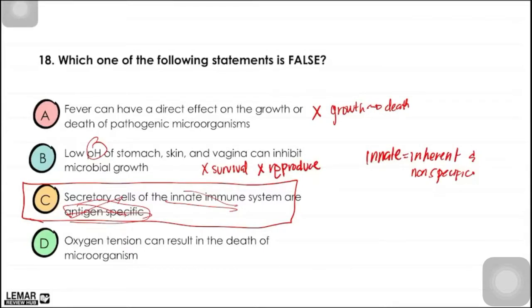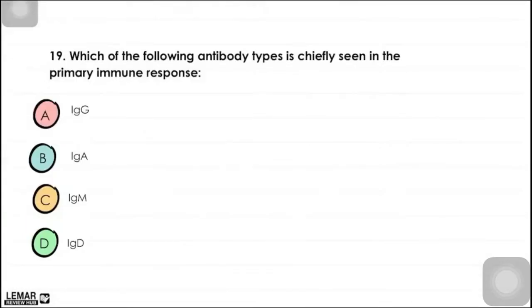Oxygen tension will cause death due to oxidation. So, number 18, C is incorrect or falsely stated. Number 19, which of the following antibody types is chiefly seen in the primary immune response?